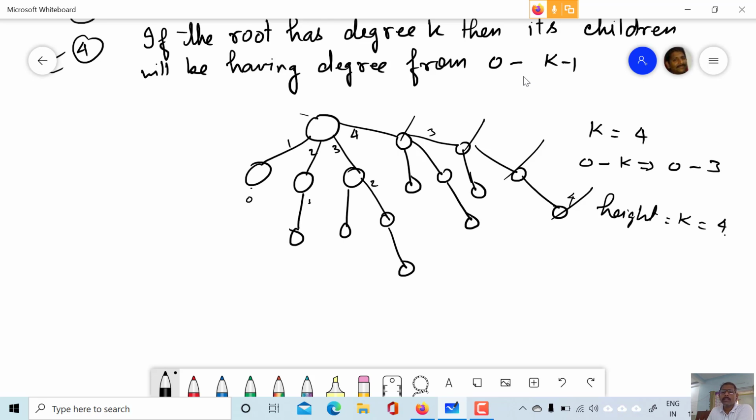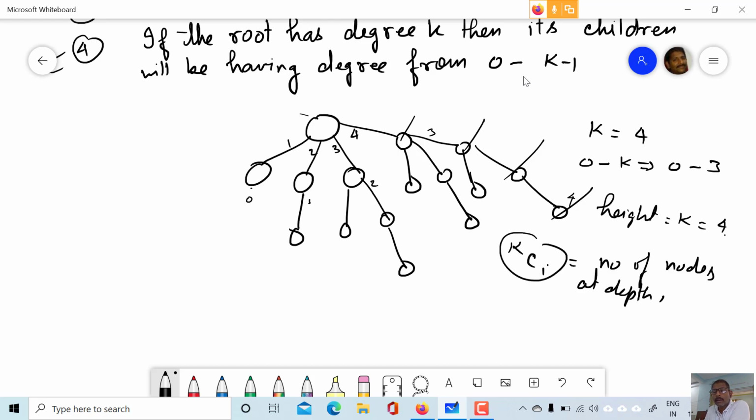Okay. The third rule was the number of nodes at depth i is kCi. Let us see. Number 2, what was it? The height is k. Rule number 3, what is it? The number of nodes at depth i is kCi. Okay, so I am going to explain this rule. So what is depth 1? Depth 1 is this one. Okay, if you can see, this is depth 1.